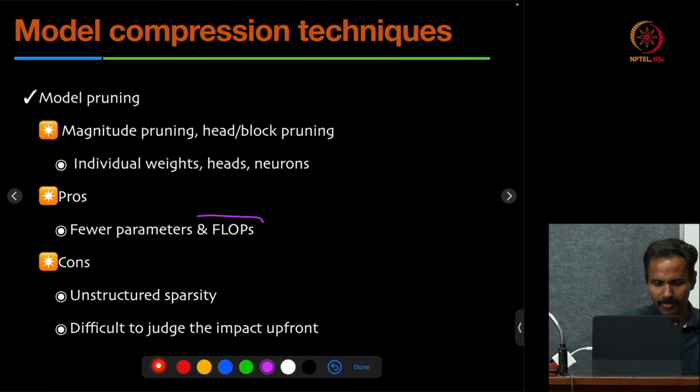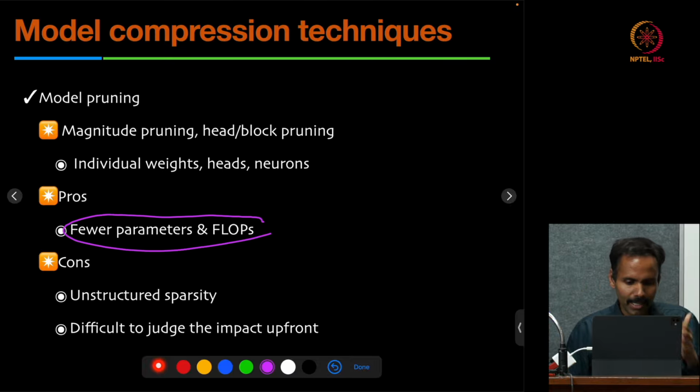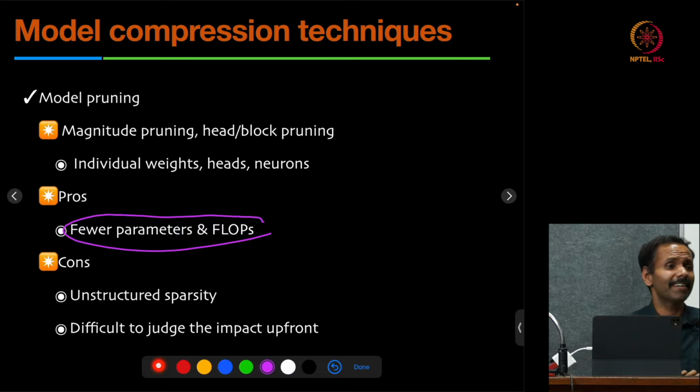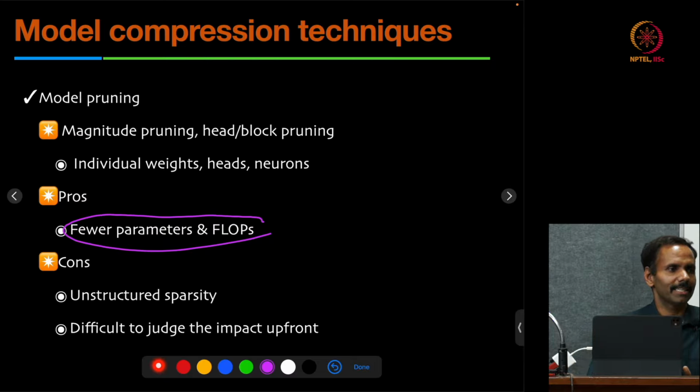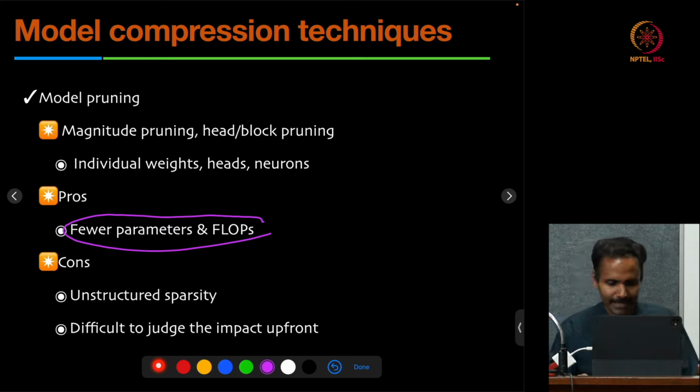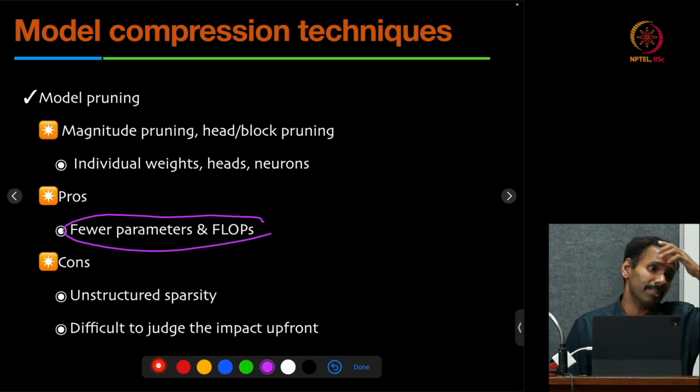Again this reduces the number of floating point operations, but it is again difficult to judge the impact. It is not necessary that low magnitude means low relevance in the output generation. It is not necessary that the magnitude is the deciding factor. And it also causes unstructured sparsity, meaning certain layers, certain subsets or parts of the model become very sparse, while certain layers become very dense. So it is also not necessarily a good direction if you are careful in your responses.